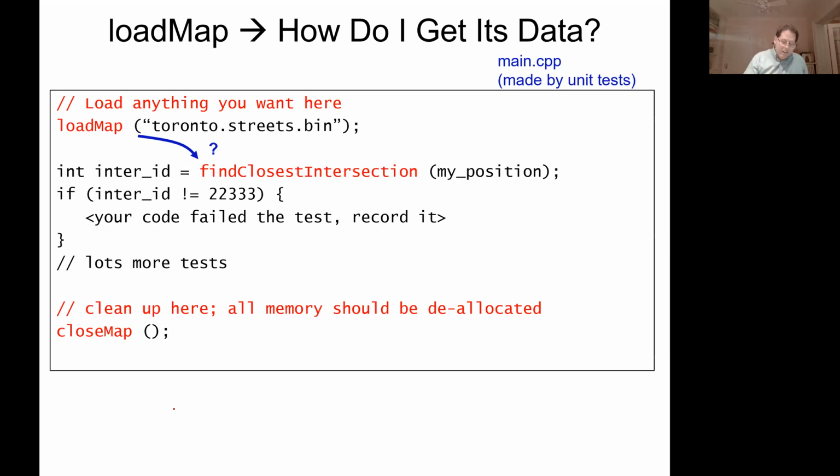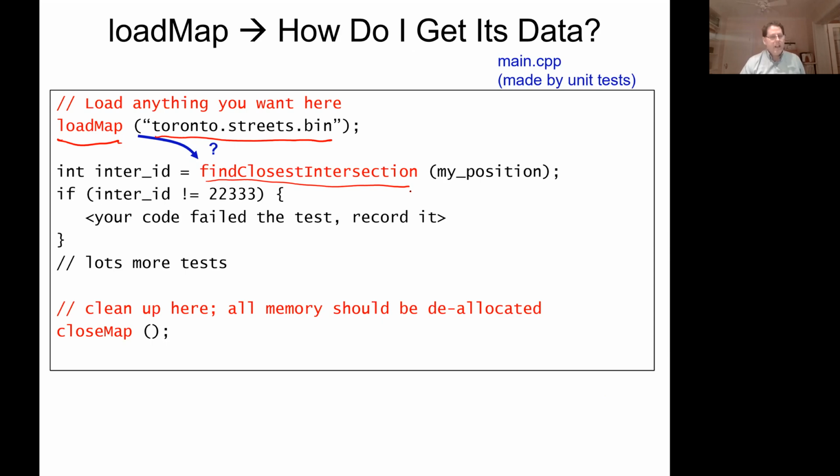So that was about memory checking. But now, whatever load map creates, close map should destroy, undo everything. We still have a problem here: load map is given the name of some map, so it can load all the data in. But there's no connection between load map and the next call. So this is find closest intersection. Find closest intersection needs to access some data structures that load map created. How do we get that data to it?